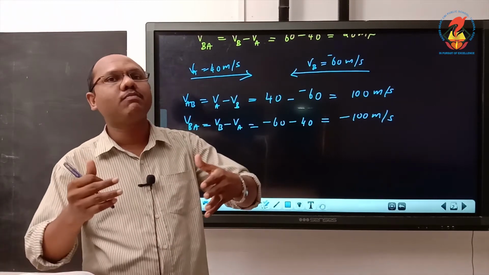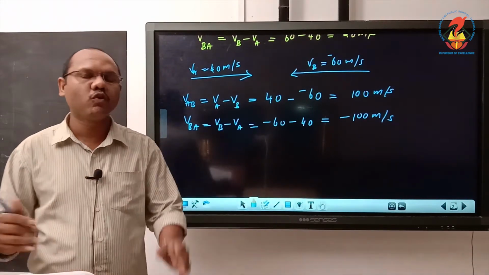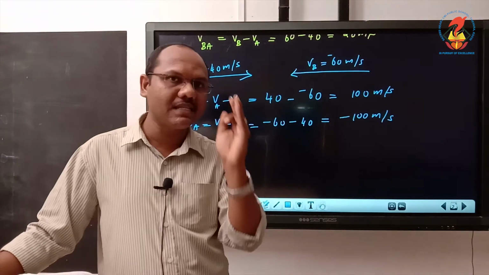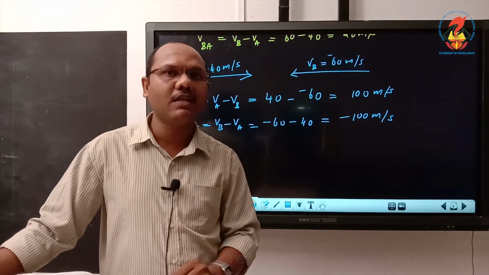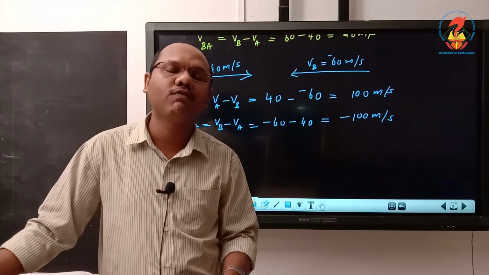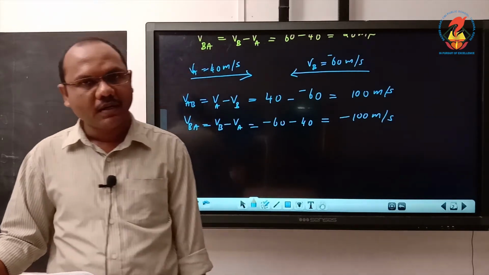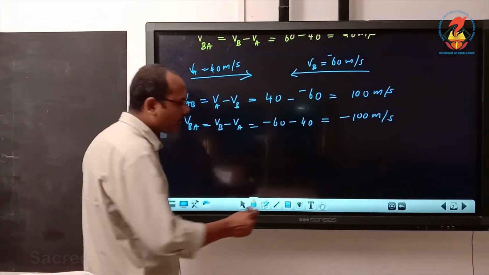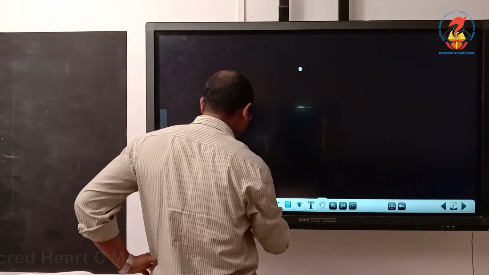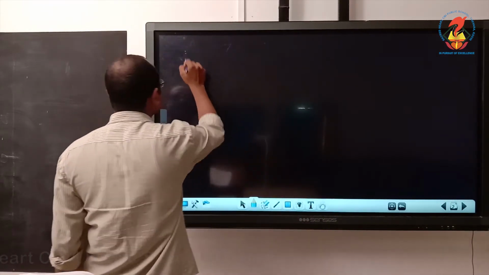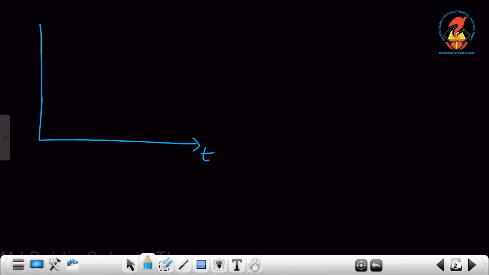If two bodies are moving with the same speed and same direction, then what is the relative velocity? Relative velocity of two bodies will be 0. So I can say this graphically. Just listen. Suppose two bodies are moving with the same speed.